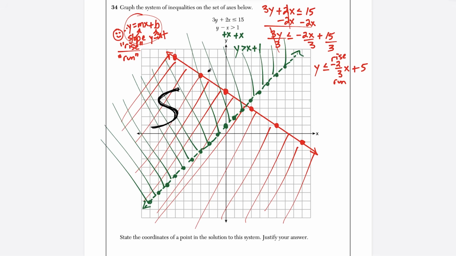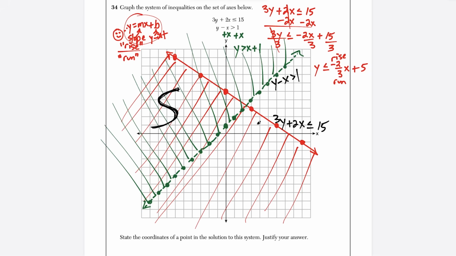One thing I want to point out, it takes just a quick second, but I would label these inequalities. The one that I graphed first here, the one that was downward sloping, was originally the 3y plus 2x is less than or equal to 15 inequality. I only have to label one of these, but if you want, you can label the second one over here by calling it y minus x is greater than 1.